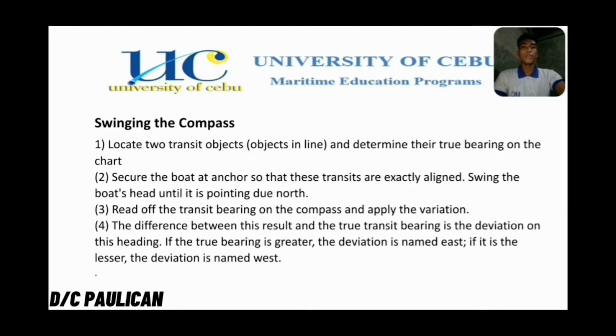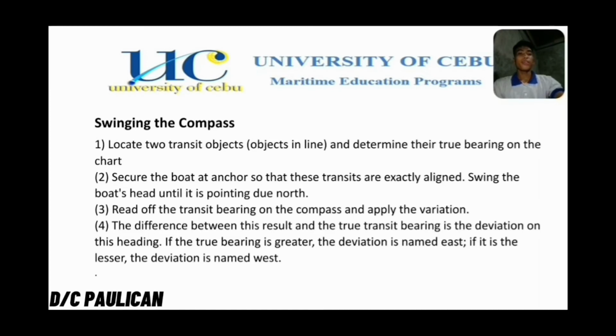So next, these are the steps in how to swing the compass. First, locate two transit objects, or objects in line, and determine their true bearing on the chart. Second, secure the boat at anchor so that these transits are exactly aligned. Swing the boat's head until it is pointing due north.